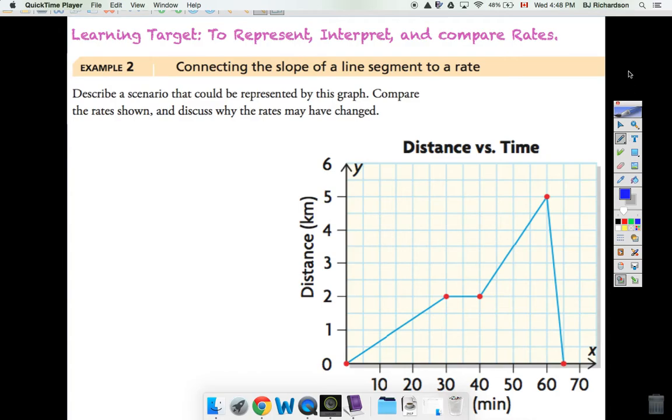Hey class, so we're back again, and now we're looking at example 2 from chapter 8.2. So this is going to be connecting the slope of a line segment to a rate. And you should remember this from grade 10, how slopes represent rates. So the problem we're given says describe a scenario that could be represented by this graph and compare the rates shown and discuss why the rates may have changed.